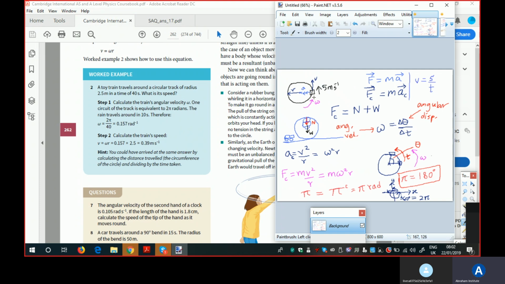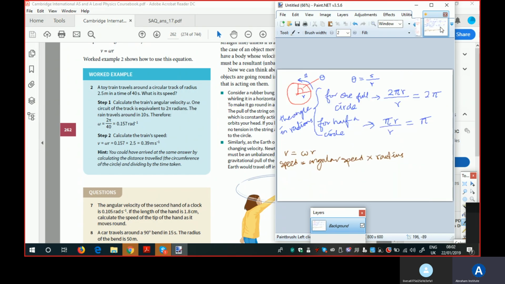So they get this angular velocity for it to move in that circular path. And then to convert from angular velocity to tangential velocity, we use this formula. So we know this and we know the radius, so we get the tangential speed, or the speed.